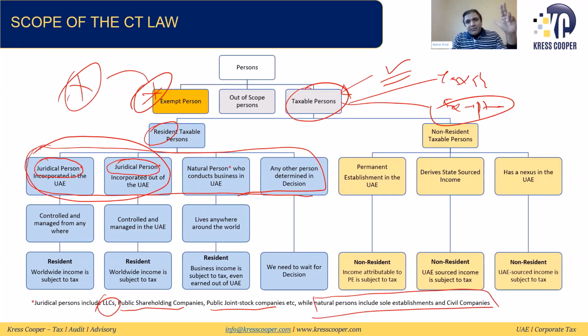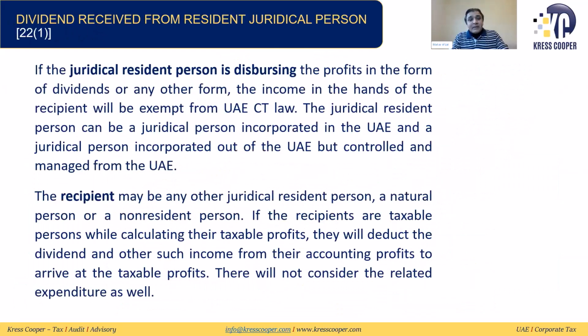So if the dividend is being received from the resident juridical person, the second resident juridical person might be in USA, UK, anywhere in the world, but this person is being controlled and managed from the UAE, still it will be considered a resident juridical person. So if the dividend or other profit distribution is being received from the resident juridical person, which will be a company established in the UAE, or a company established outside the UAE but controlled and managed from the UAE, then it will be considered that this is exempt income.